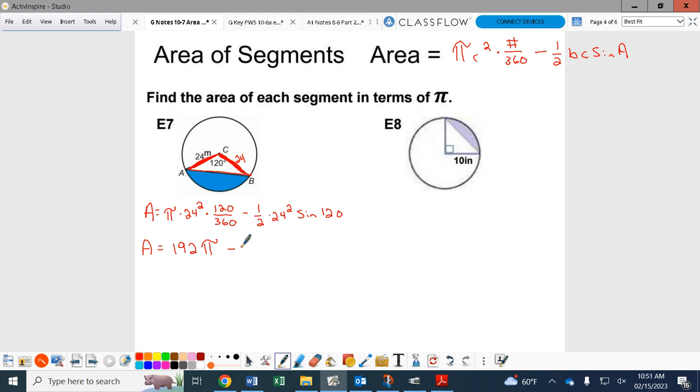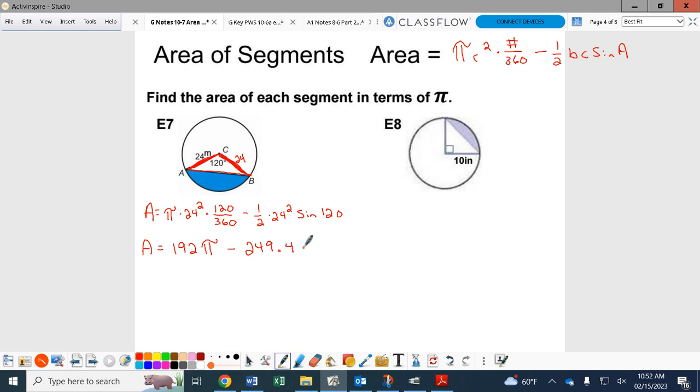1 fraction button 2 times 24 squared times sine 120 equals. No, because the sine 120 is at the end, so it doesn't matter. You could, but it doesn't change the outcome. 249 point what when you round it? Whoa, final answer, so 0.4.